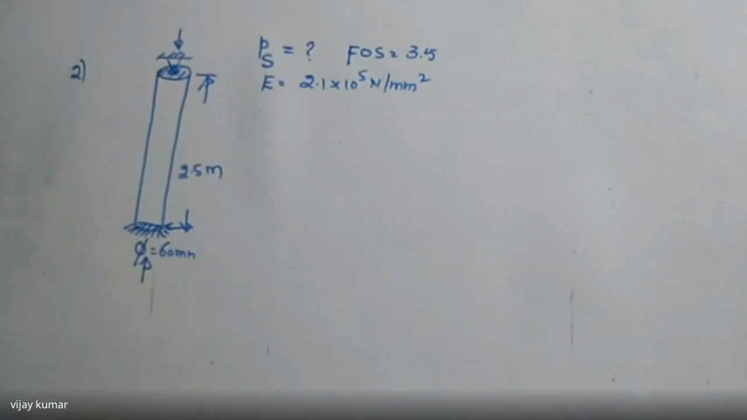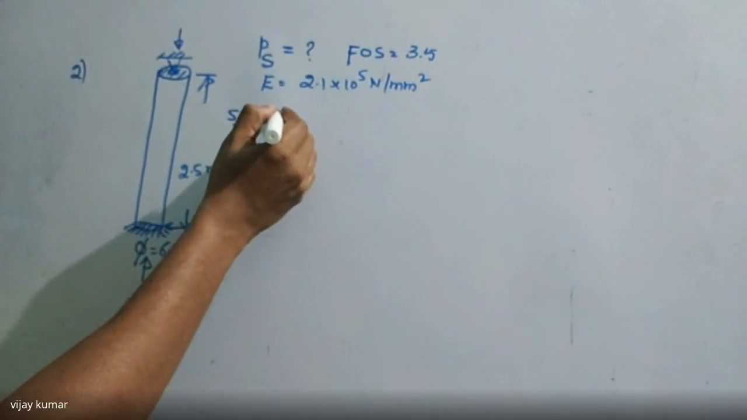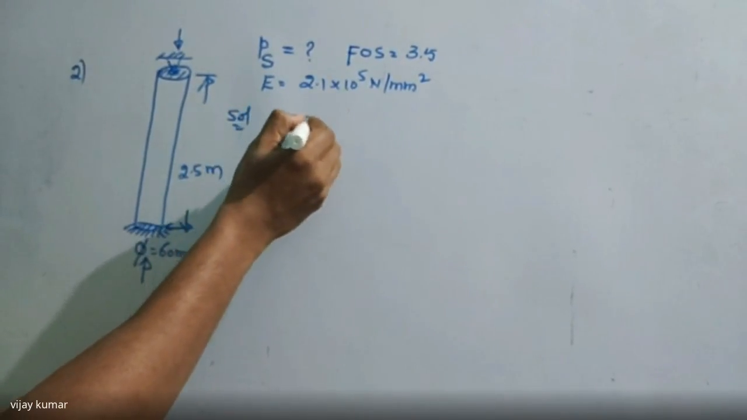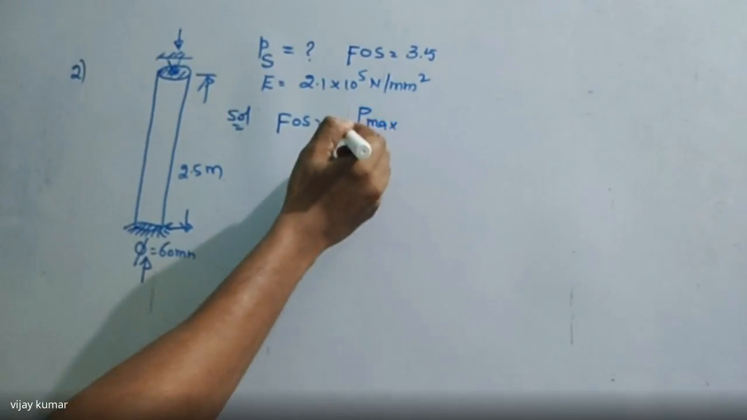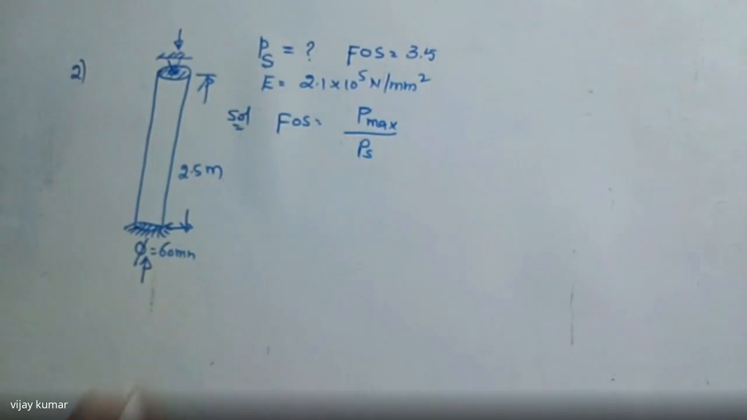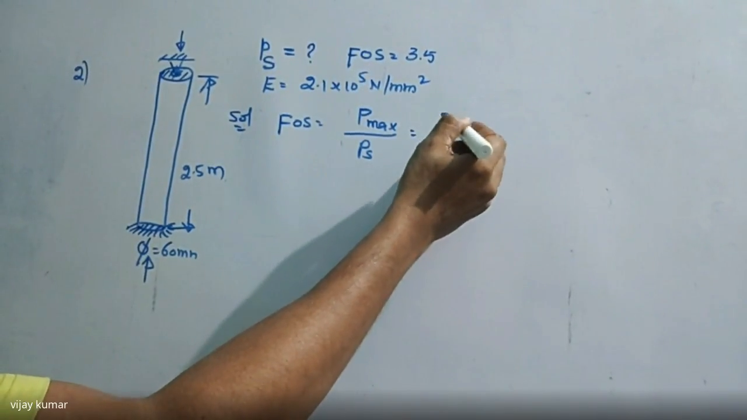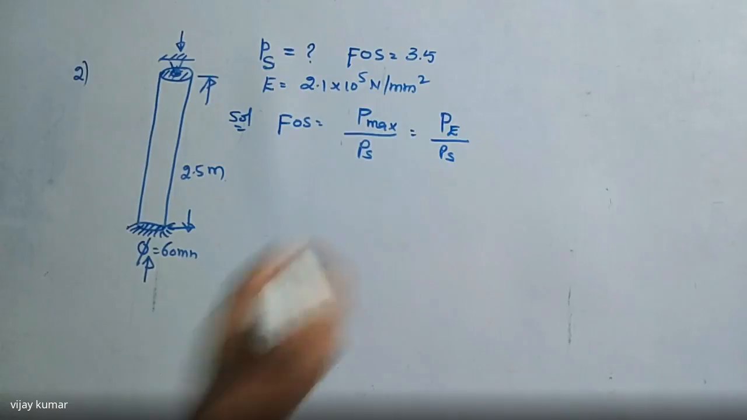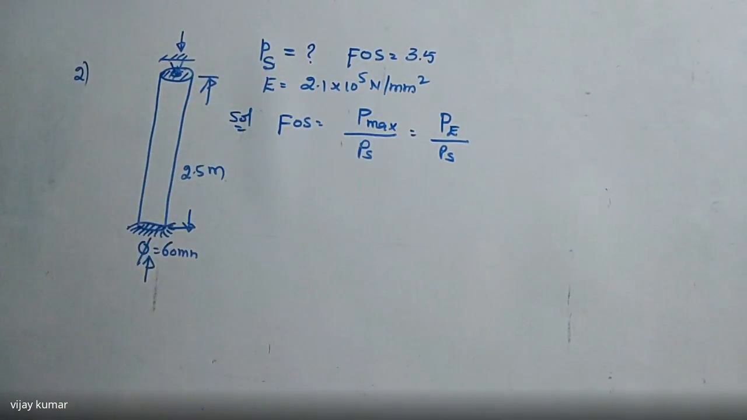So first of all, according to Euler's, the factor of safety is always equal to the maximum load divided by the safe load, that is P maximum divided by P safe. The maximum load is also named as the critical load, or Euler's load, divided by P safe. According to Euler's, it is named as the critical load. I got my point or not? Right.